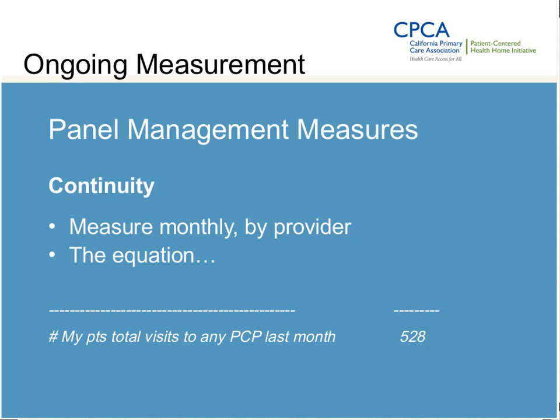The numerator, always a subset of the denominator, is the number of those visits that were actually with Dr. Smith, 412. Convert this into a percentage, and you have continuity for Dr. Smith, 78%. If continuity begins to slip, it's quite likely that you'll also see a rise in no-show and unnecessary demand overall.